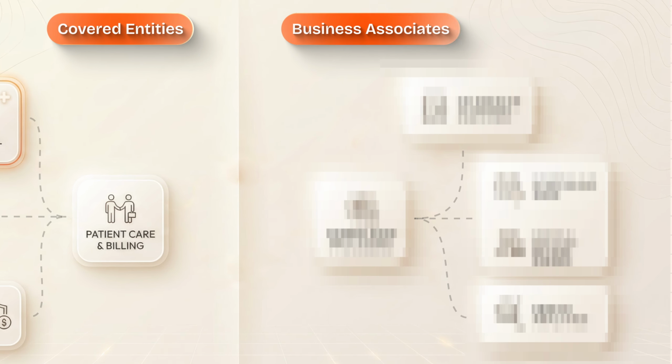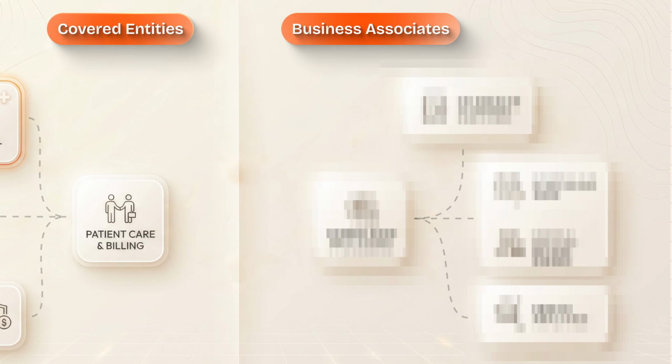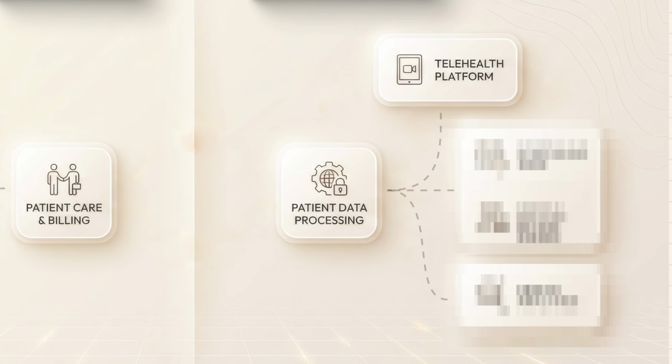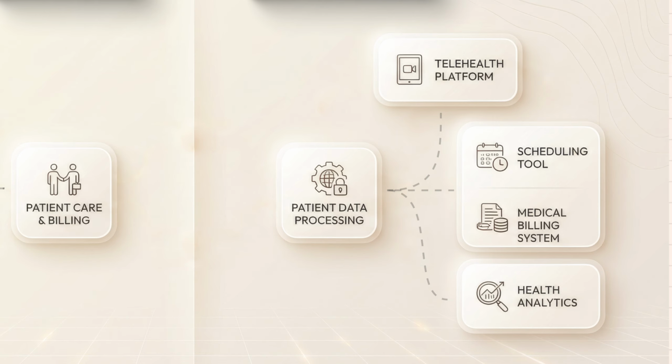The second type is business associates, and this is where most SaaS companies fit in. If you build software that a covered entity uses to store, process, or transmit data, you're a business associate. You're legally required to comply with HIPAA. Examples: a telehealth platform, a patient scheduling tool, a medical billing system, a health analytics platform.